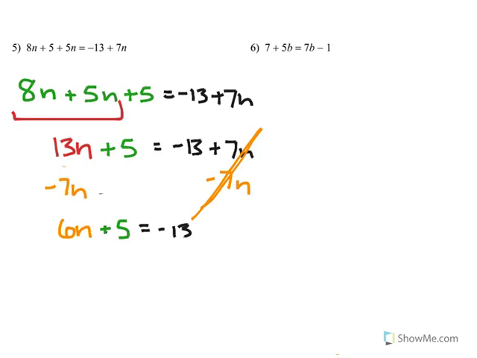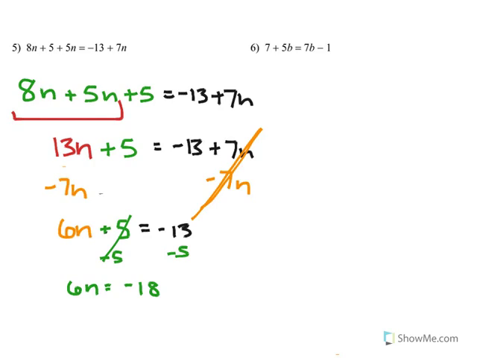And now this looks an awful lot like the other equations that we've seen. So you should know from this point all you need to do is work on getting that variable by itself. So I'm going to begin by subtracting 5 from each side. Whatever I do to one, I do to the other, so I'm just keeping this balanced. And I'm left with 6n is equal to a negative 18.